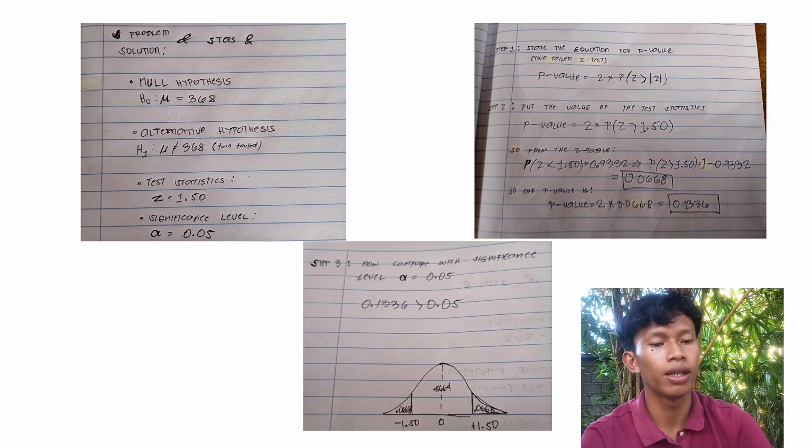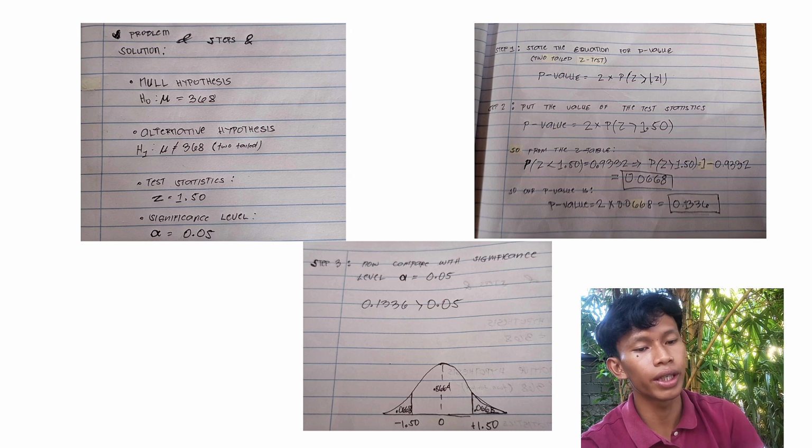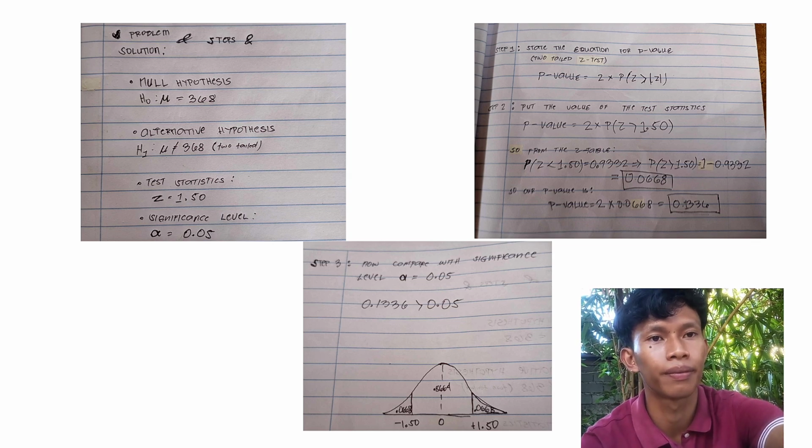As you can see in the example, our p-value is less than alpha. Since our p-value is less than alpha, we reject the null hypothesis.